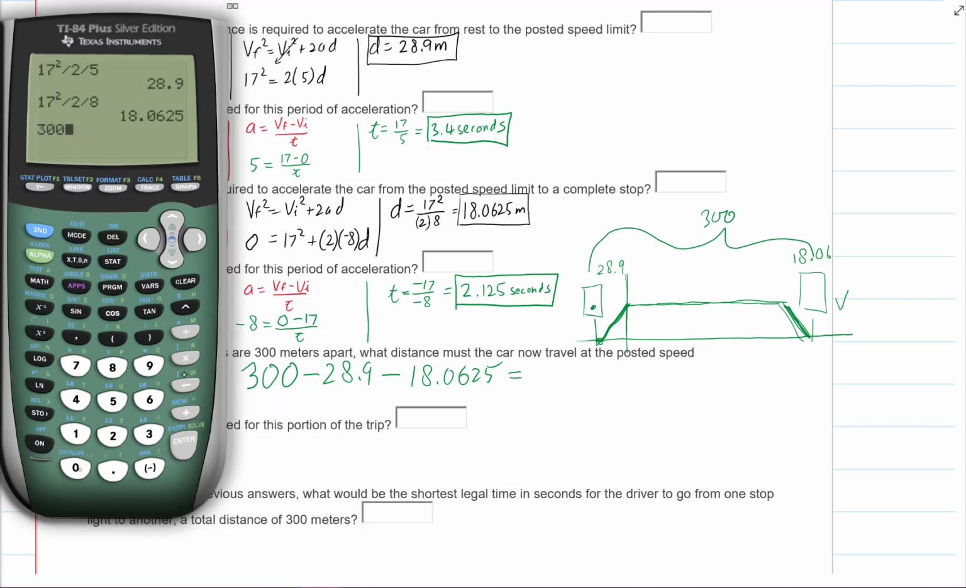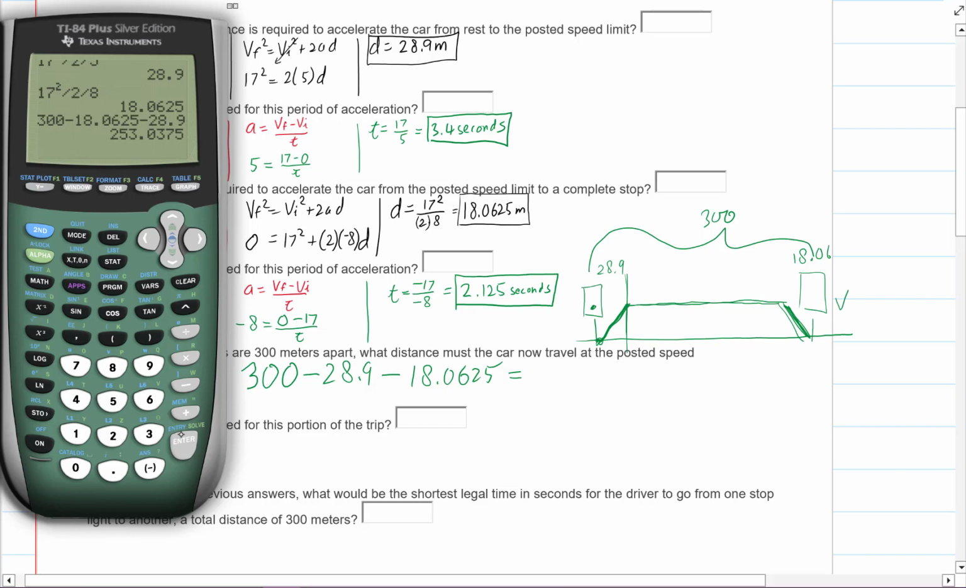So 300 minus that number and minus that number. So the distance that he has to travel at a constant speed, the middle part C if you wanted to do that, 253.0375. Way too many sig figs. Holy smokes. But that's the distance between them. That is, once you're up to speed, the person has to travel 253 meters.